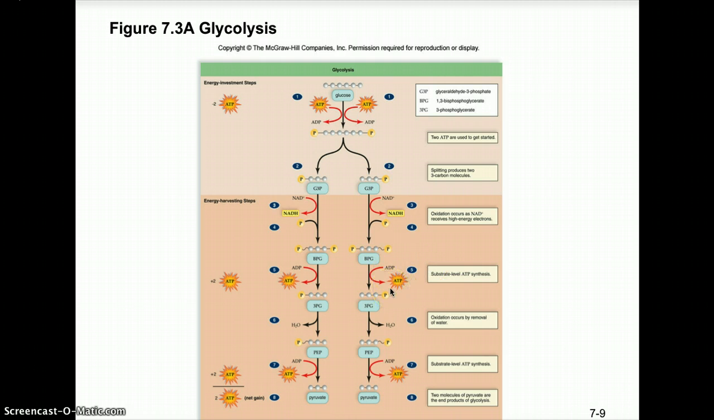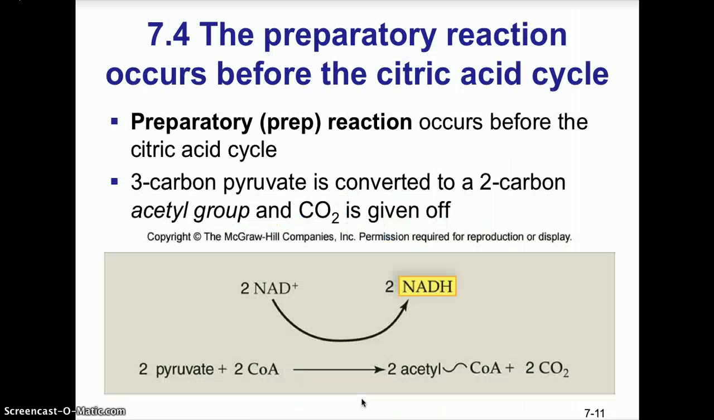Now, this process occurs whether oxygen is available or not, but if oxygen is available after glycolysis, the fate of pyruvate will be cellular respiration, where those molecules are going to go into the prep reaction. In the prep reaction, which is necessary before anything enters into the citric acid cycle, you take that 3-carbon pyruvate molecule and convert it into a 2-carbon acetyl group, and carbon dioxide gas is given off.